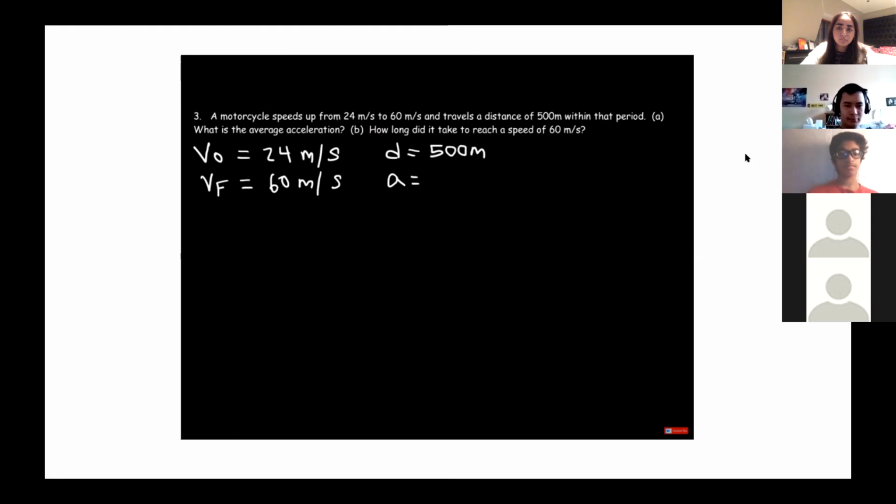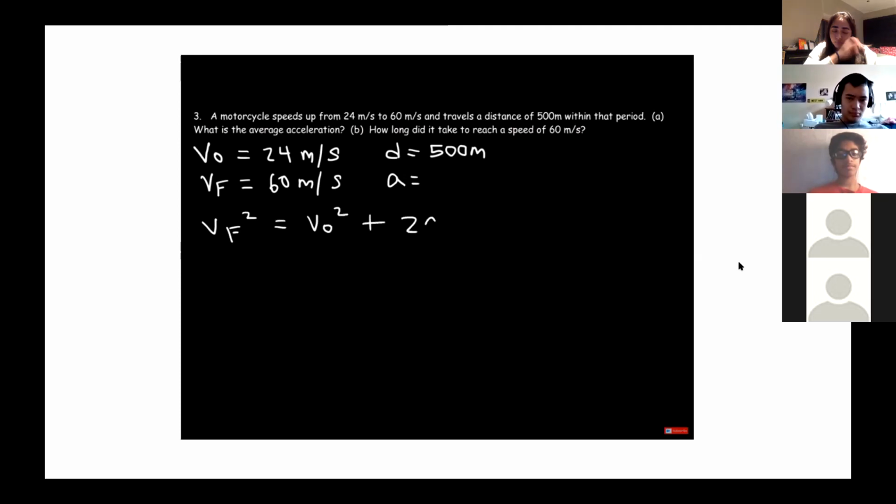So what equation has v initial, v final, a, and d? The equation that we need is this one. V final squared is equal to v initial squared plus 2ad. So v final is 60, v initial is 24, and we don't have the value of a, but d is 500.